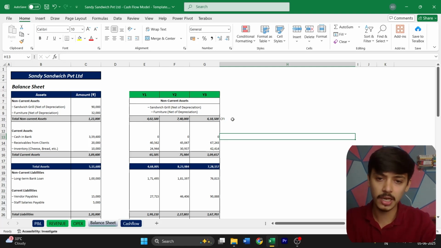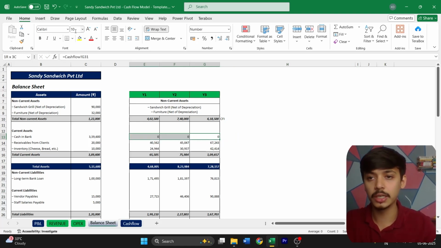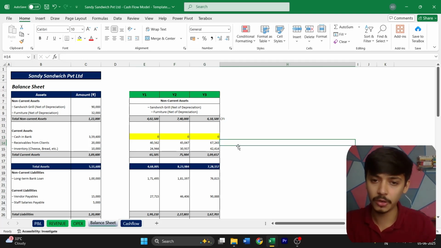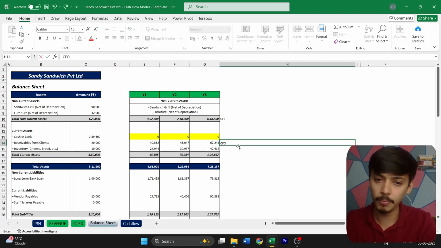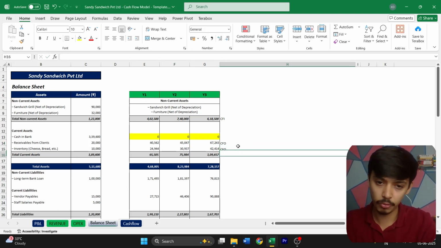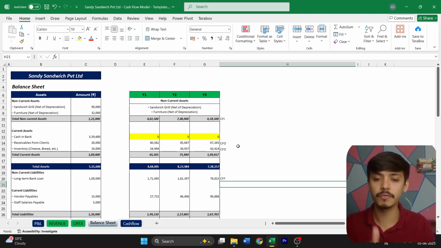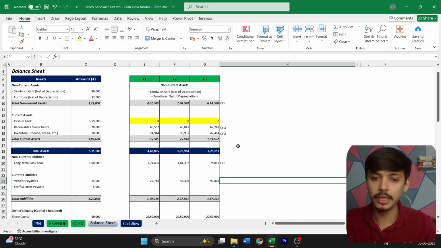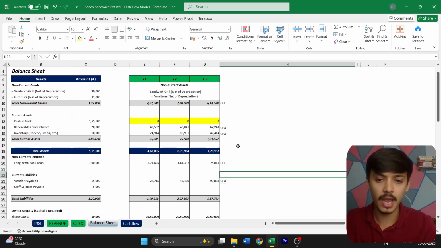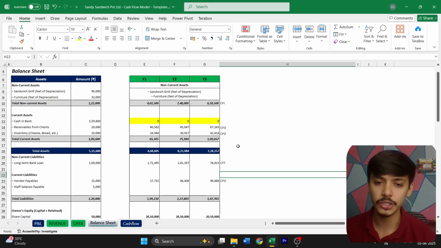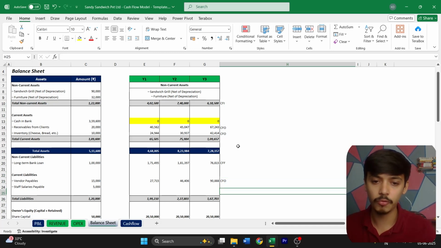Next we have cash and bank, which is calculated from the cash flow statement, so we are going to calculate it. Next is receivable from client, this is CFO. Inventory is also CFO. We have long term bank loan, which is a CFF, where we are raising funds from the bank and it is a financing activity. Next we have current liabilities, which is once again CFO, as the only element in our current liabilities is the payable, which we saw in the balance sheet module when we created it. So that will be CFO for us.